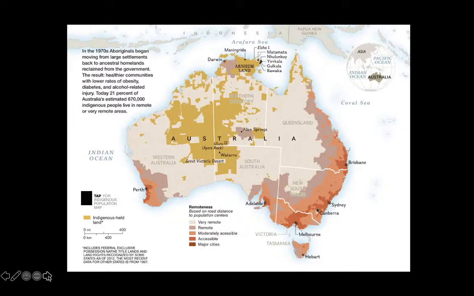All right, so this slide, the yellow region of the map shows where Aboriginal people live today in modern day Australia. So it's the kind of central western part of Australia and also the northern coast of Australia.